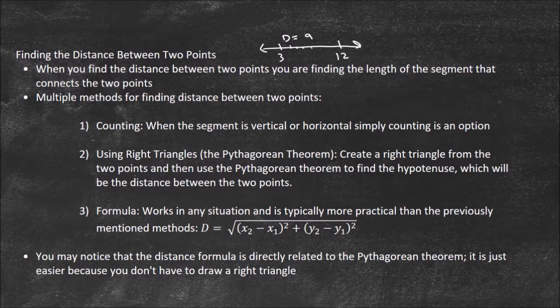The other method, one of my favorite methods, is actually to use right triangles. That would be when you use the Pythagorean theorem to help you out. So you would create a right triangle from the 2 points that you get, and then you would use the Pythagorean theorem to find the hypotenuse, which would be the distance between the 2 points. And we'll go through an example explaining what that means. I know that can sound confusing, but that's a cool way to do it.